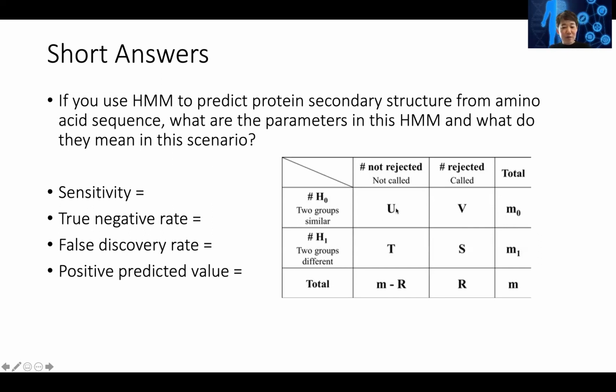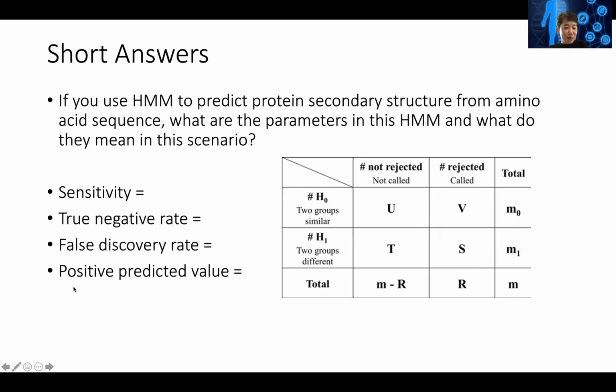What is false discovery rate? False discovery rate is, among all the differential genes you called, which is R, what are the false positives, which is V? The V means the two groups are similar, but you call them different. So it's V divided by R. That's the false discovery rate. Okay.